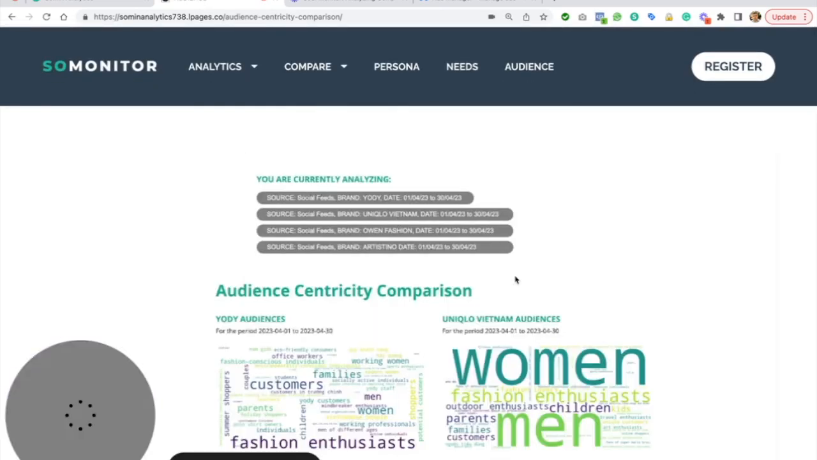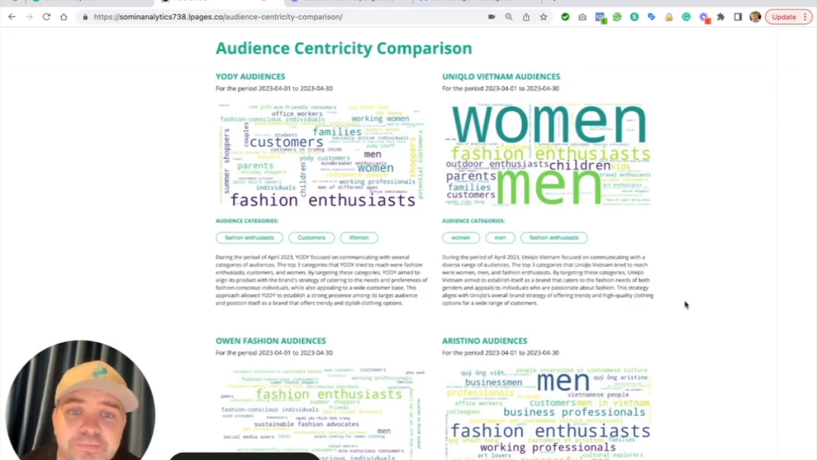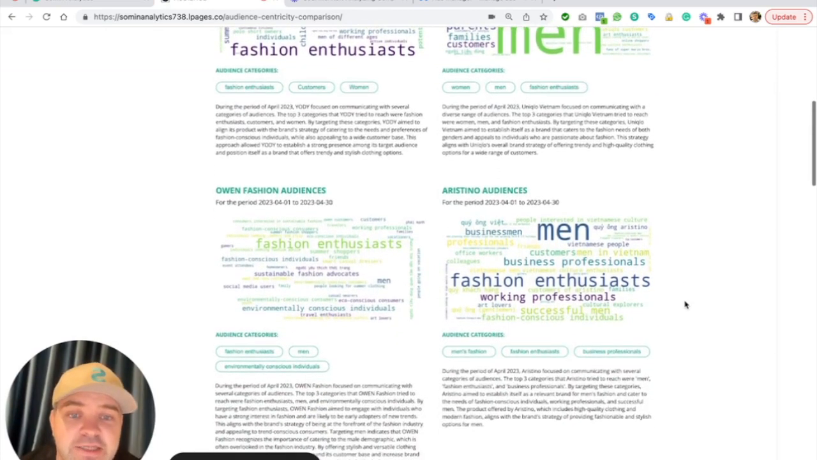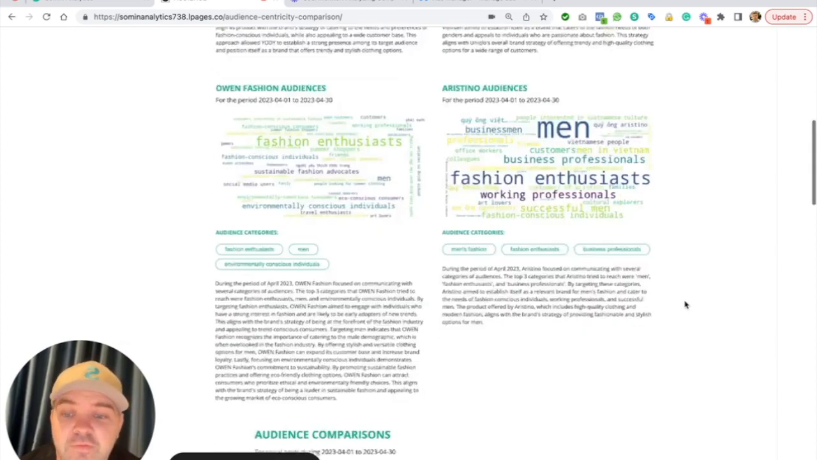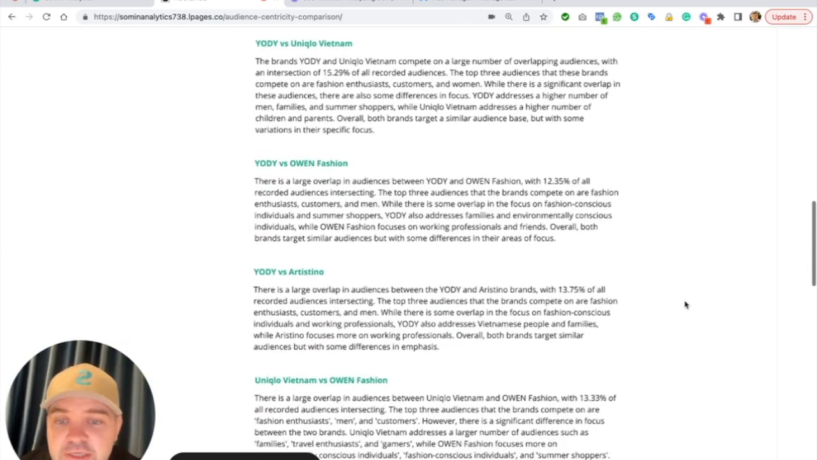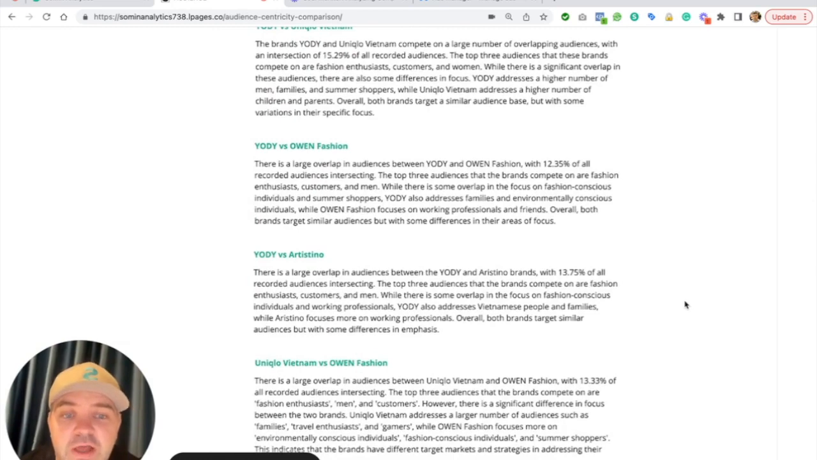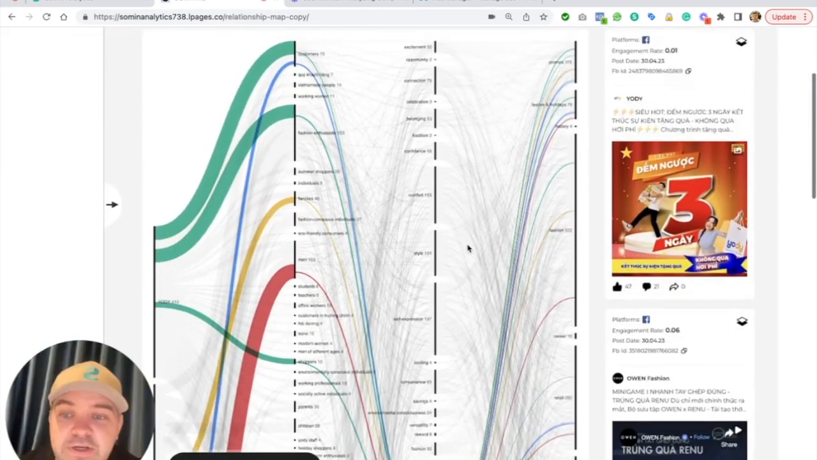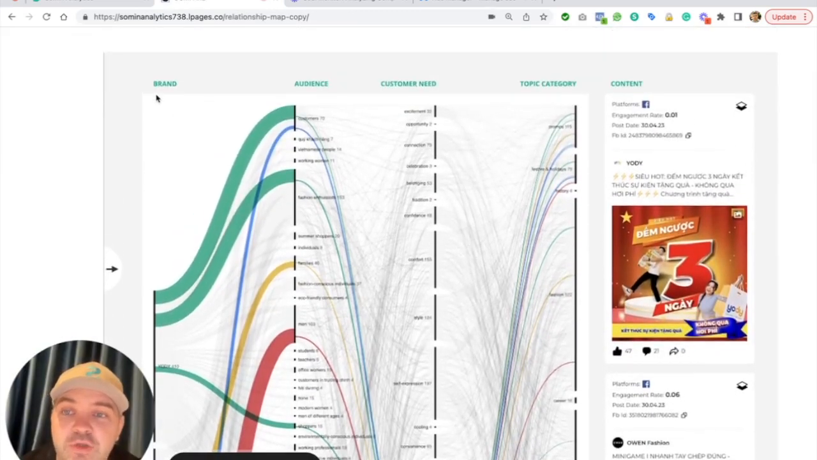Of course, the audience analytics is very important here. Uniqlo is focused on women, men, and fashion enthusiasts, and Artistas are particularly focused on men and working professionals. You can see that Yodi fights against Artistas with an overlap of 13.75% in their messaging. All this information can be dived into deeply here, so you can see how this communication flows from brand to audience to customer needs to topic and so forth.